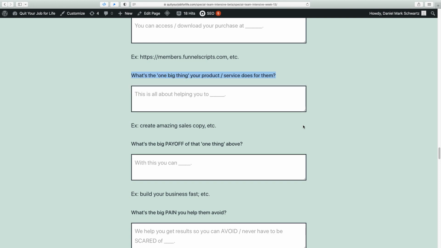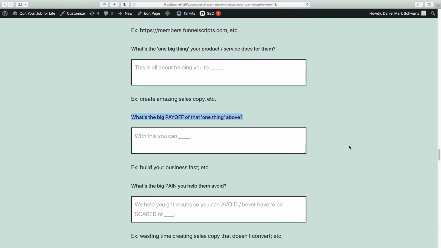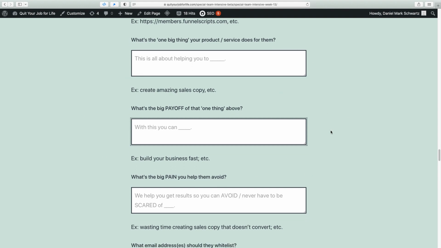What is the one thing that your product or service does for them? So this is just a few words and a very succinct summary of what they actually get, what the product allows them to do. We did a bunch of this in the previous section, so this should be pretty easy. What's the big payoff? So with this, you can blank. Again, kind of a more succinct repeat of what we did above.